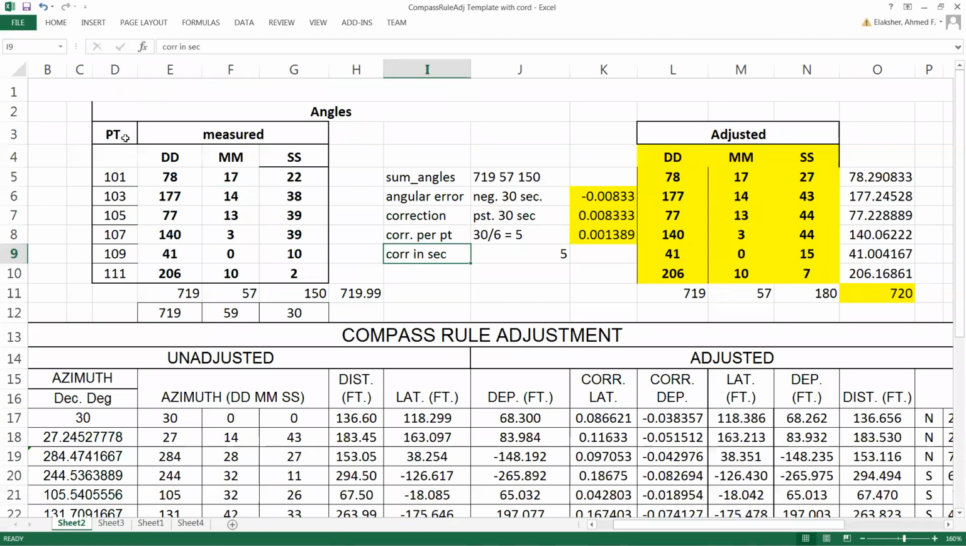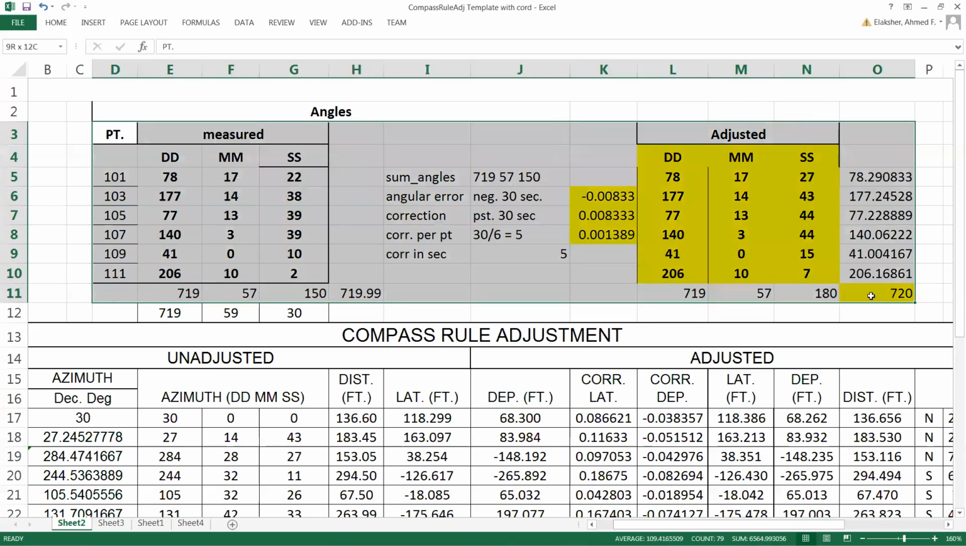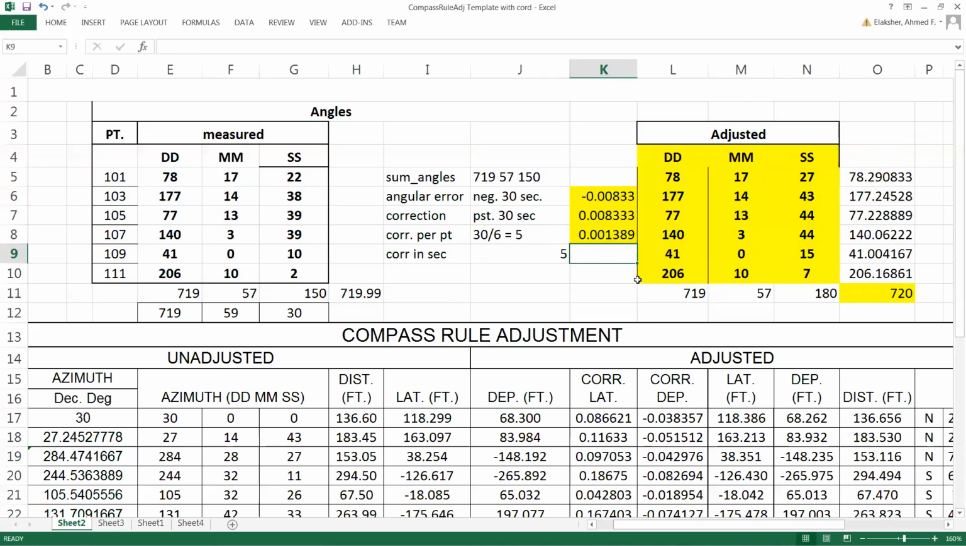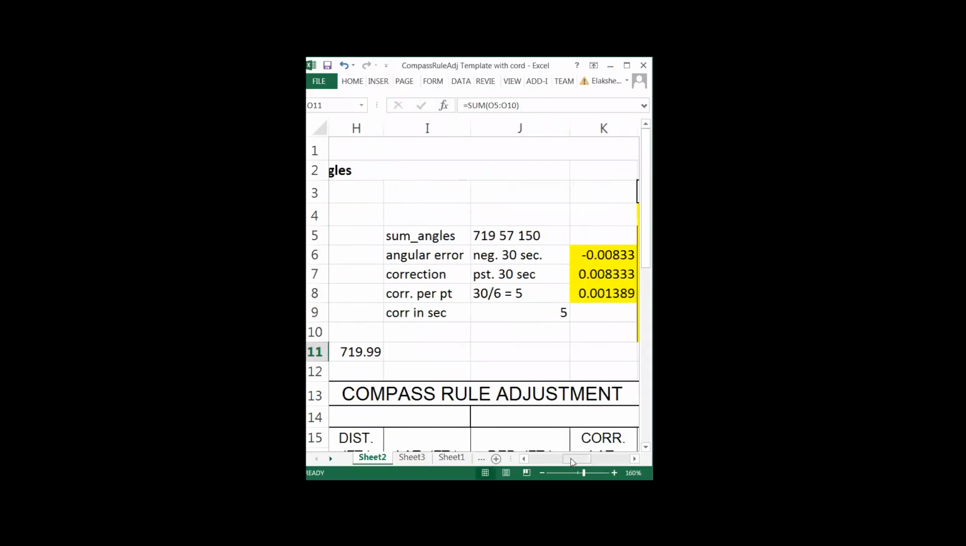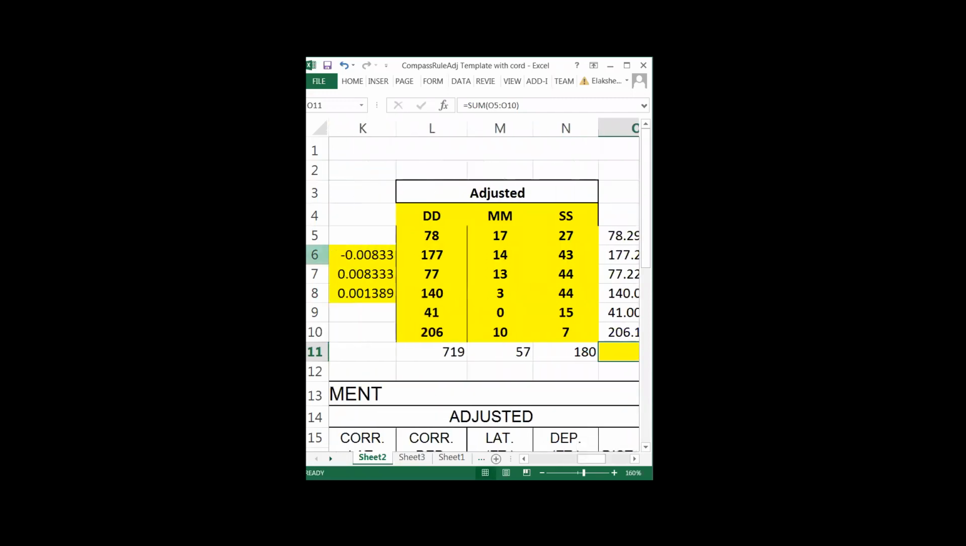So now we are done with the angular part, or the adjustment of the angles. Now the sum is 720. We're good. Here's another important thing. These numbers that you will see here might be the adjusted ones, might be different than the ones I have in CAD.